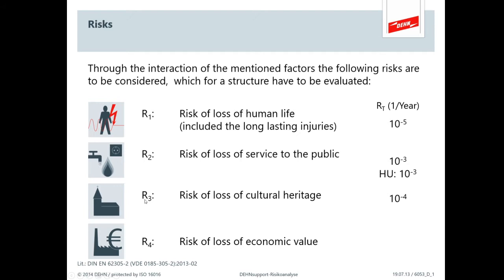We can define R3 as the risk of loss of cultural heritage, where the tolerable value is 10 to minus 4. And lastly, we can define R4, the risk of loss of economic value. So we have these 4 different kinds of risk, and we have to make the calculation for these 4 kinds of risk depending on the usage of the structure we are examining.